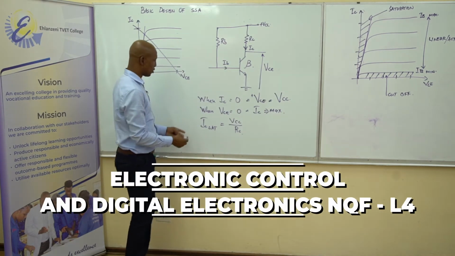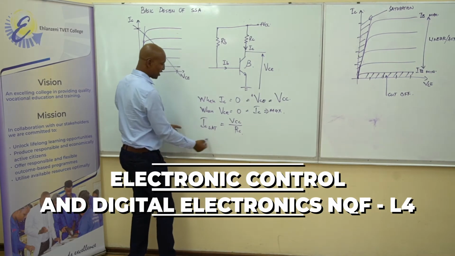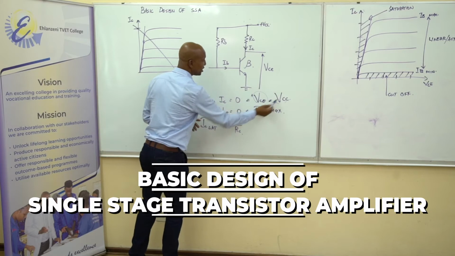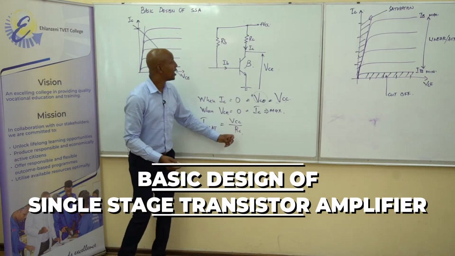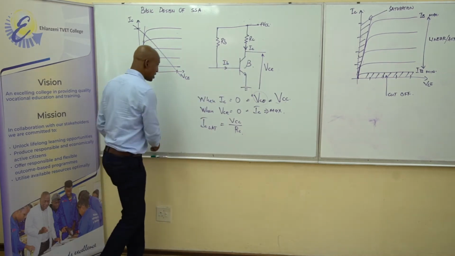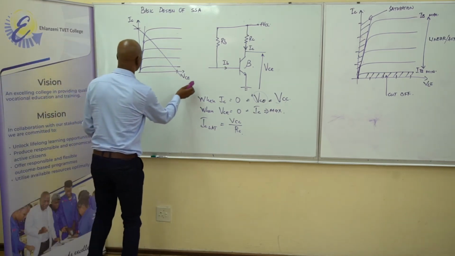Why are we saying that? We know that when VCE is 0, IC maximizes. So for us to find IC maximum, it simply tells us that VCE during that point shall be equal to VCC. So it's VCC over RC that gives us the value of IC.